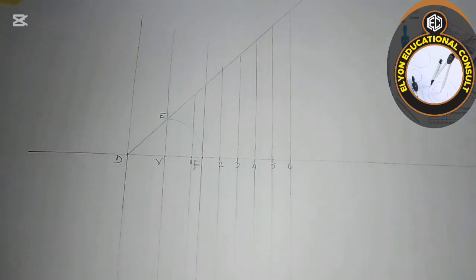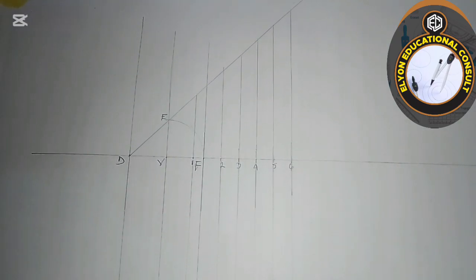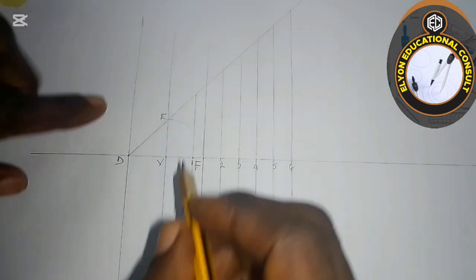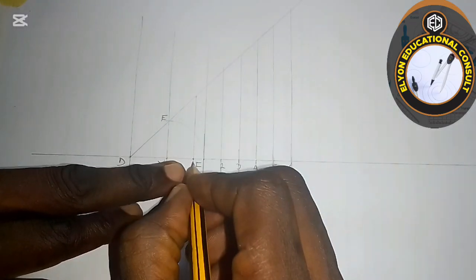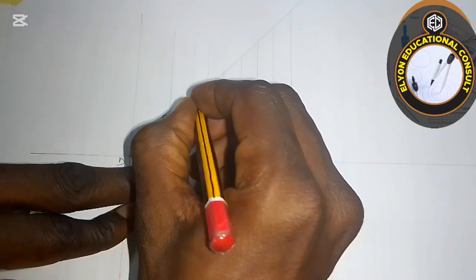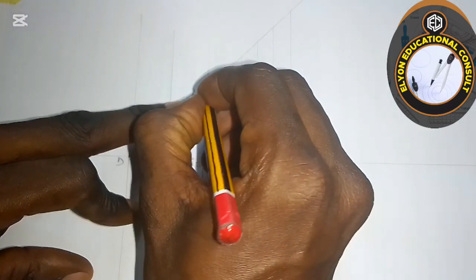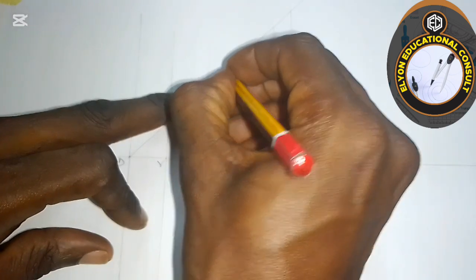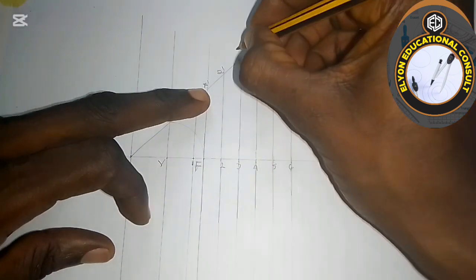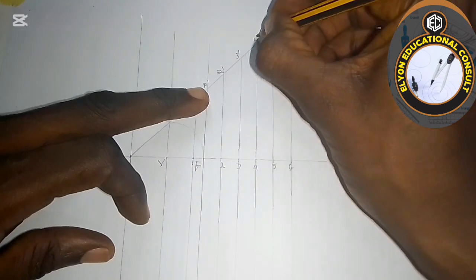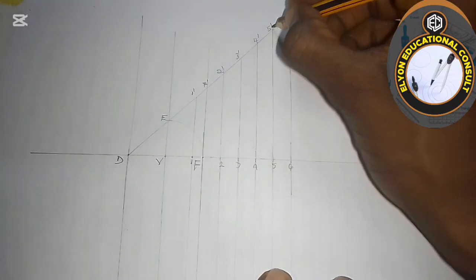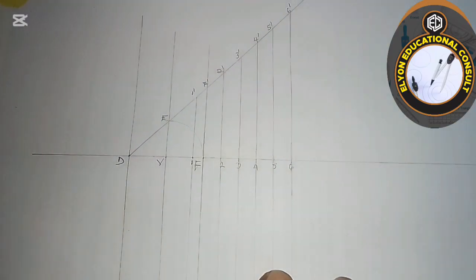Before we get our point, now for where this line is touching the line DE, I'm going to call this 1. So let's call this 1 prime. This is the focus prime. This is 2 prime. I hope you can see that. Then this is 3 prime, 4 prime. I hope you can see that. This is 5 prime, then 6 prime. I hope you can see that now.